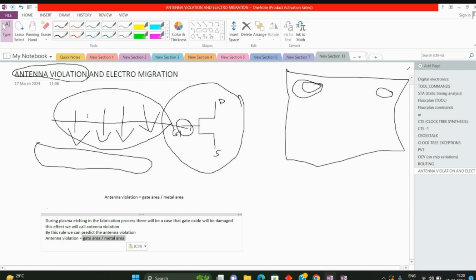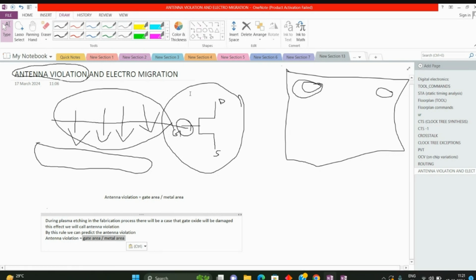Okay, so with these two methods only, so many violations will go away. In this antenna violation also, what I'll do first, I'll check the net length. What is this net connected to? This gate.